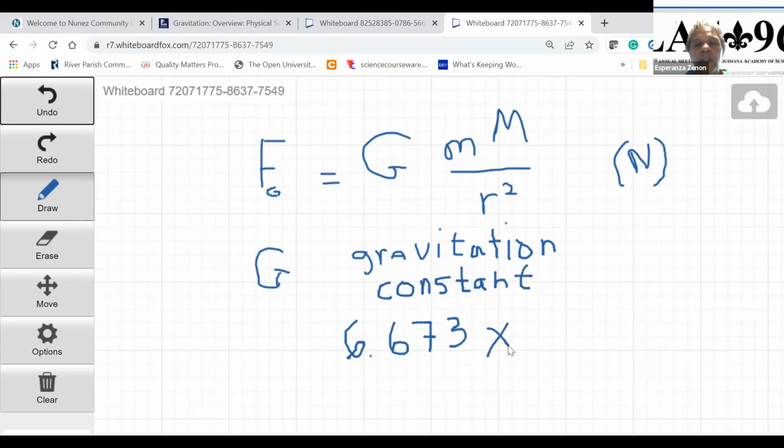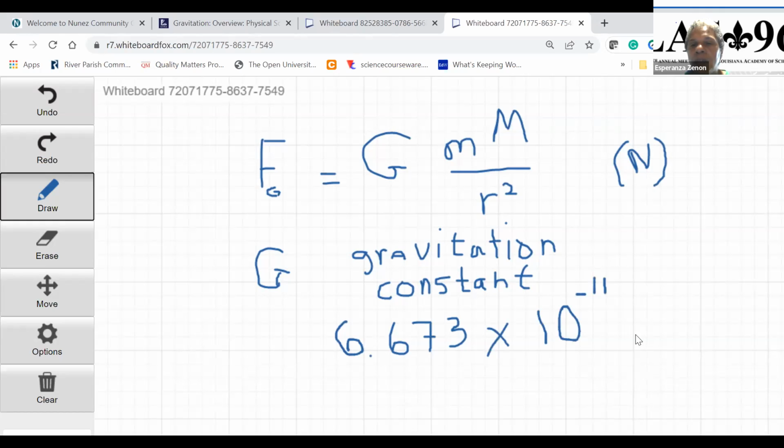times, and let me fix this 6 right here, 10 to the negative 11. And here we have to have units now, because that's Newton times meter squared per kilogram squared. Okay, so that's the units for the gravitation constant.